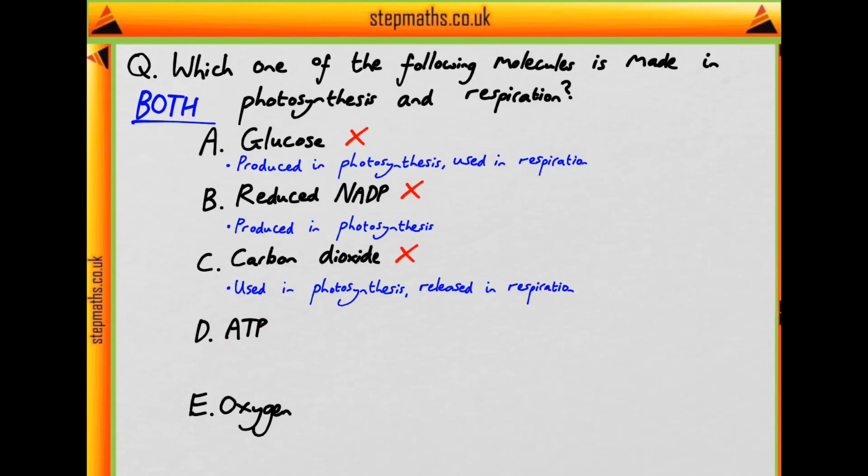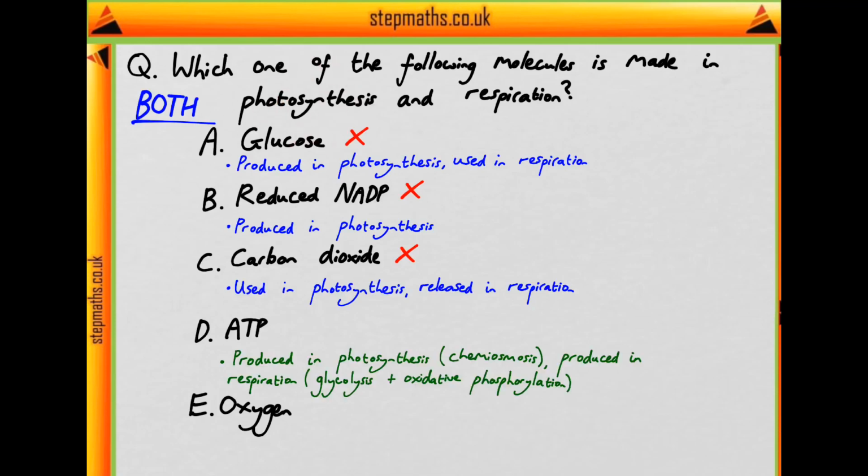So now we have ATP. So we know that ATP is produced in respiration, as we know that respiration is a process used to provide cells with energy in the form of ATP. But is it produced in photosynthesis as well? Yes, ATP is produced in photosynthesis in a process called chemiosmosis, and that is a process which occurs on the thylakoid membrane. And as we know, ATP is also produced in respiration in both glycolysis and oxidative phosphorylation. And that oxidative phosphorylation occurs on the mitochondrial membrane.